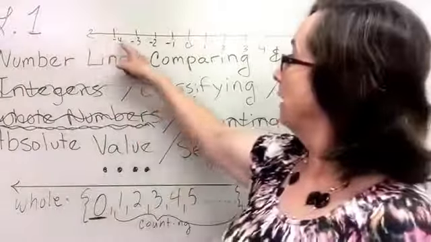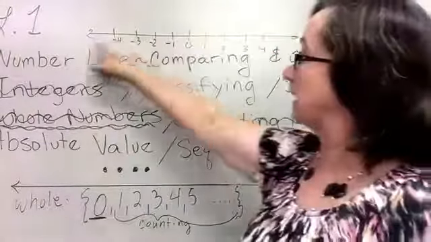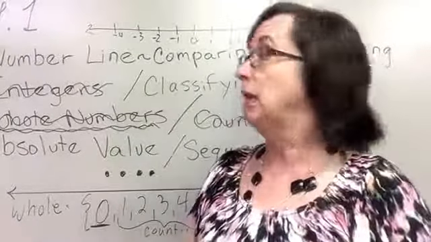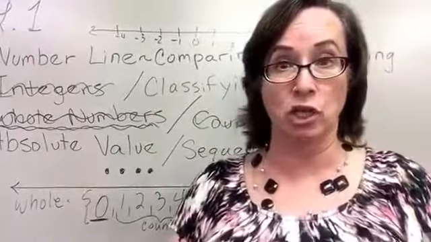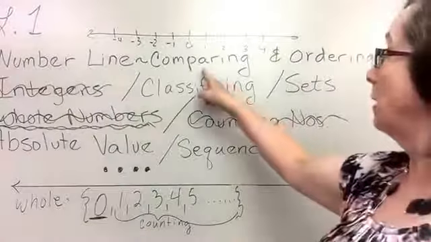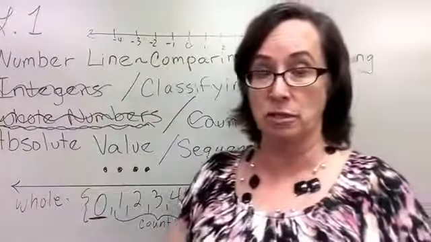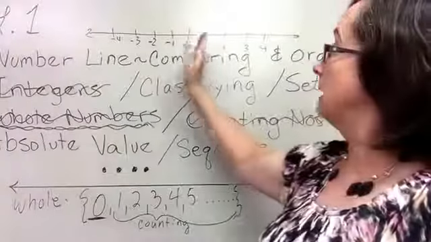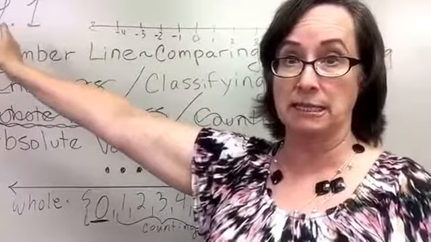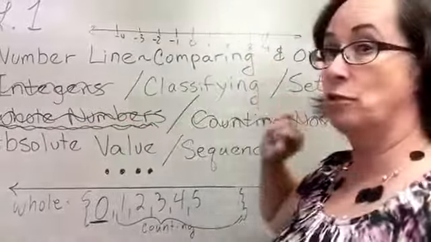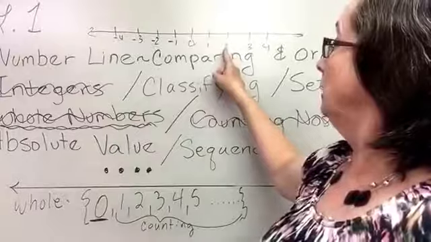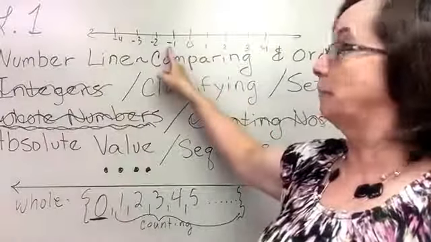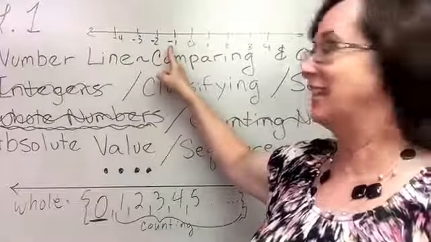Now, this long, nice line that's got arrows going in both directions, I call that my number line because I'm going to be placing numbers on it. Now, as I'm starting to compare and order my numbers, as numbers go to the right, they're getting bigger, and as numbers go to the left, they're getting smaller. So if I were going to compare 2 and negative 1, 2 is greater than negative 1 because it is to the right of negative 1.